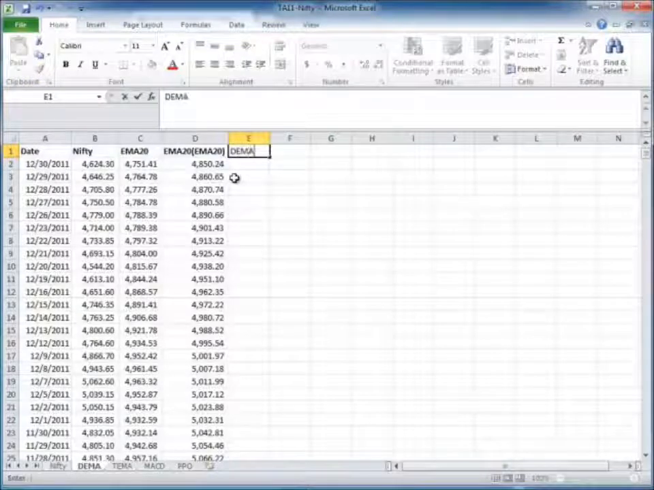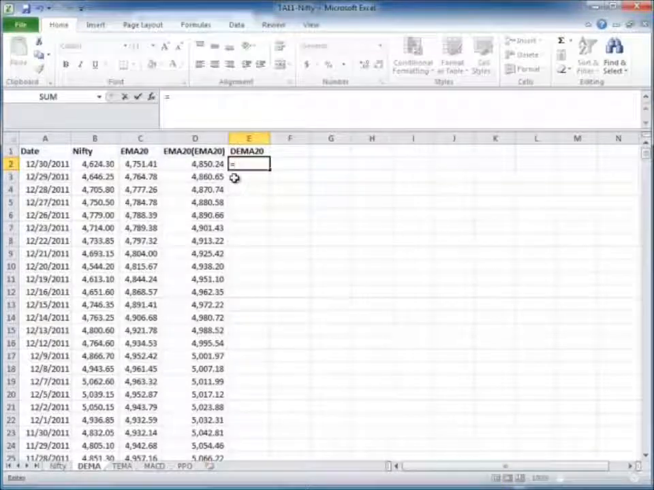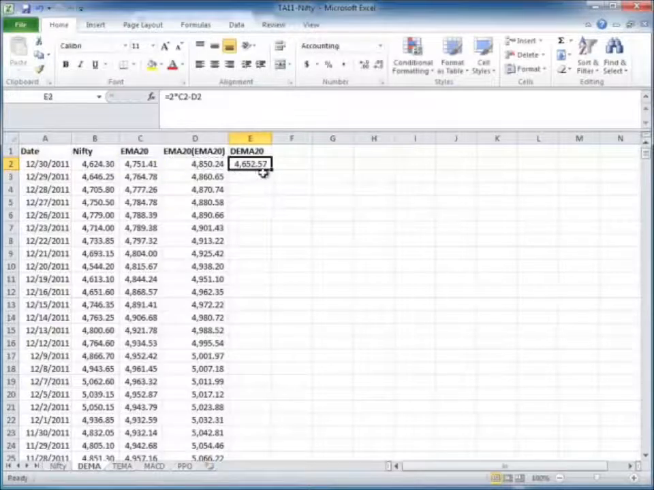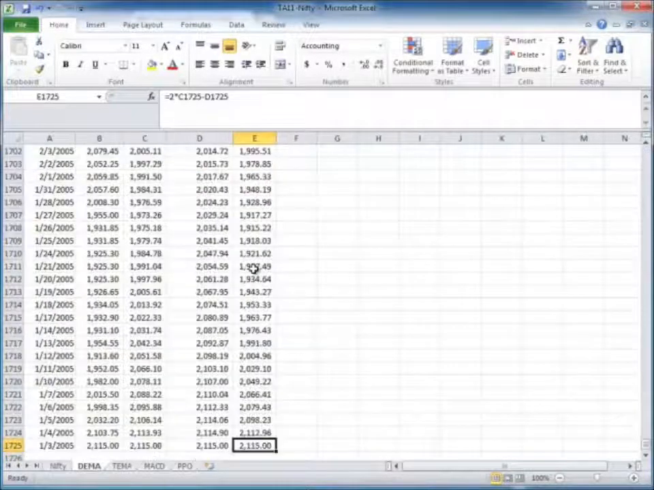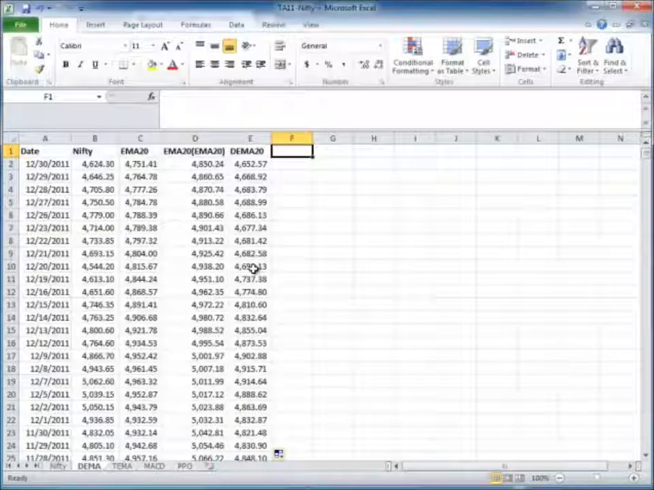So this is DEMA 20 days. And this will be equal to 2 times the EMA. Alright? And then we subtract the EMA of the EMA, which is there. Alright, and I copy this all the way down, and that gives me my double exponential moving average. So as you can see here, it's a fairly straightforward calculation. What's really important is that we need to just calculate the EMA of the EMA, which we did. And once we've done that, we can simply use the formula for the double exponential moving average.